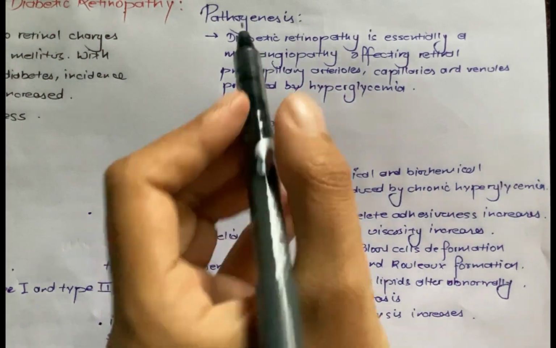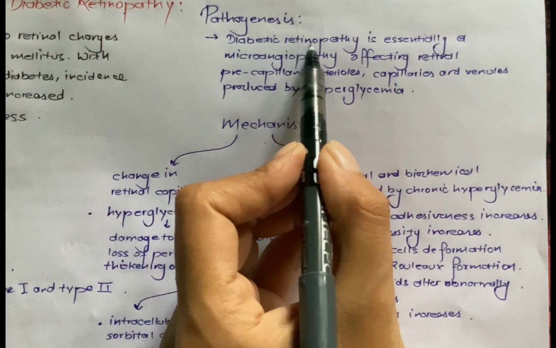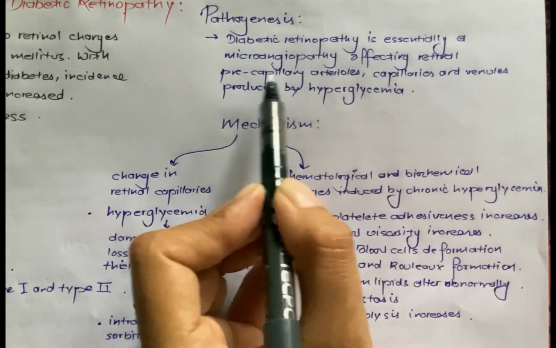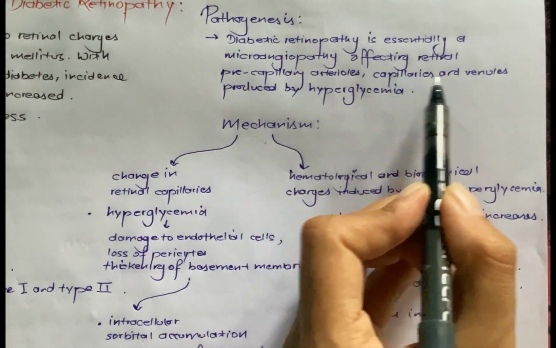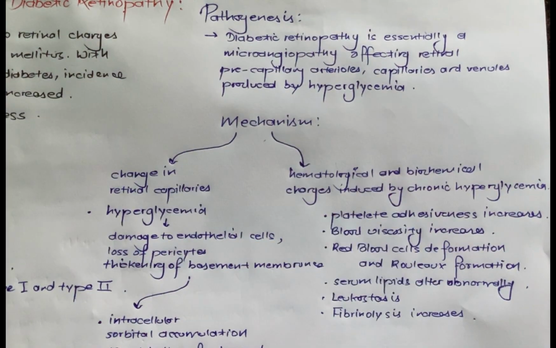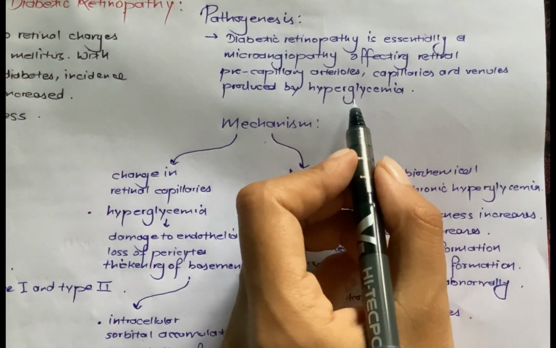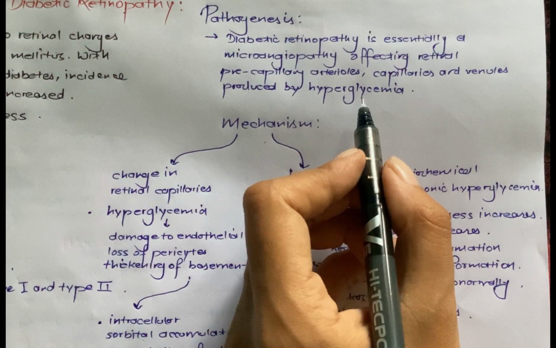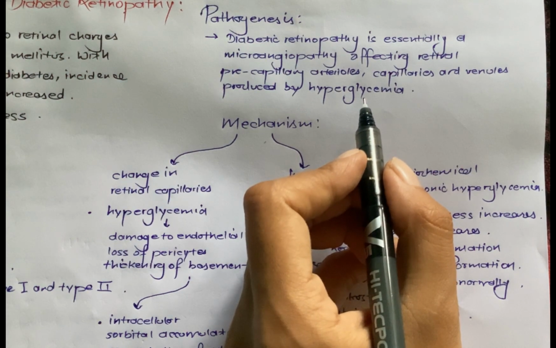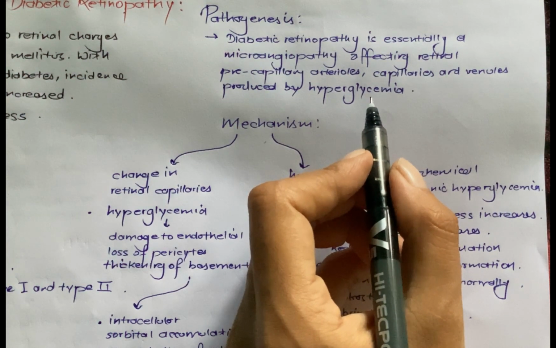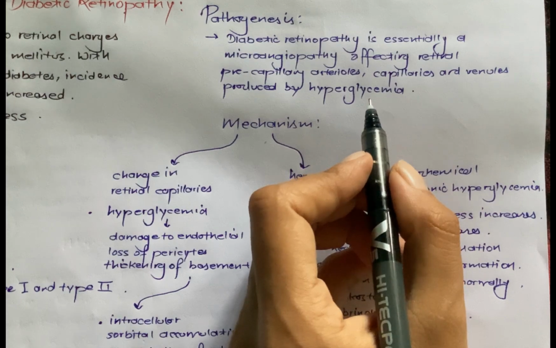Now let's talk about pathogenesis. Diabetic retinopathy is essentially a microangiopathy affecting retinal precapillary arterioles, capillaries, and venules produced by hyperglycemia. Hyperglycemia refers to abnormally high level of glucose in the blood. It is commonly associated with diabetes but can also occur in other medical conditions. And the effect of hyperglycemia on blood vessels is very significant and can lead to various complications.